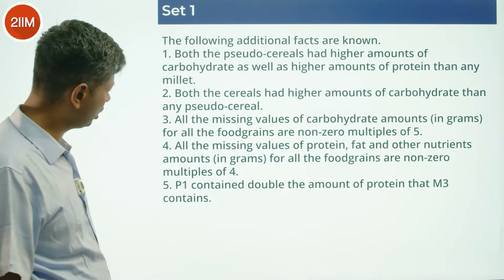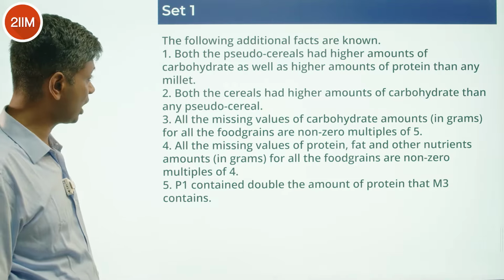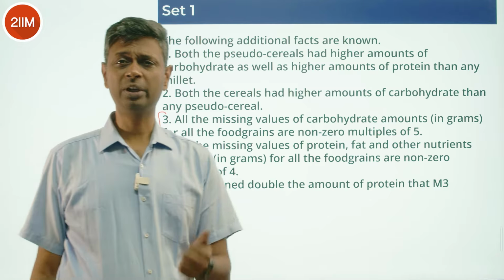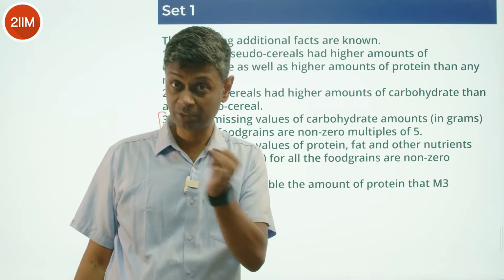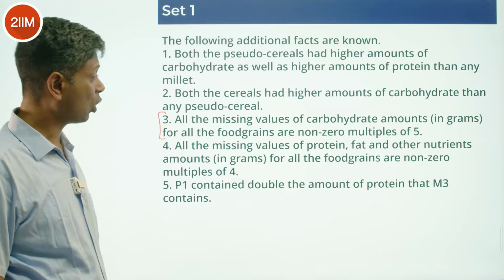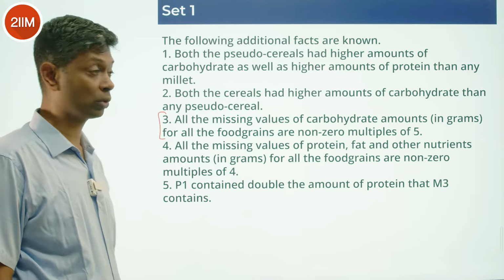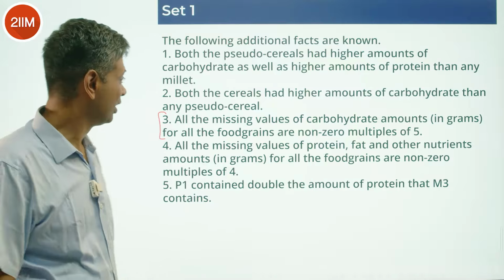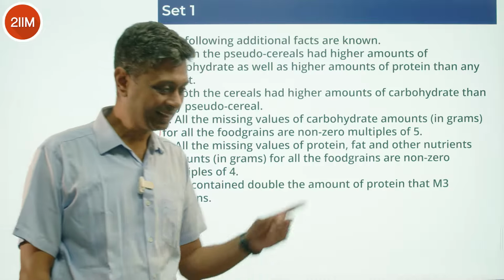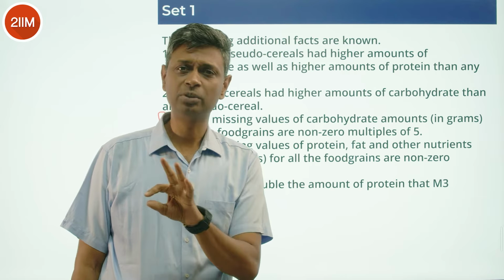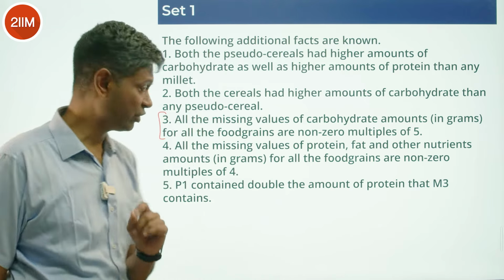Okay. All the missing values of carbohydrate amounts for all the food grains are non-zero multiples of 5. This one's very powerful because it basically tells us that carbohydrates is 25, 30, 35, 40, 45, 50, 55, 60, something like that. All the missing values of protein, fat and other nutrients for all the food grains are non-zero multiples of 4. Nice. Nothing is 0. Some are multiples of 4, some are multiples of 5. This should make life very interesting.